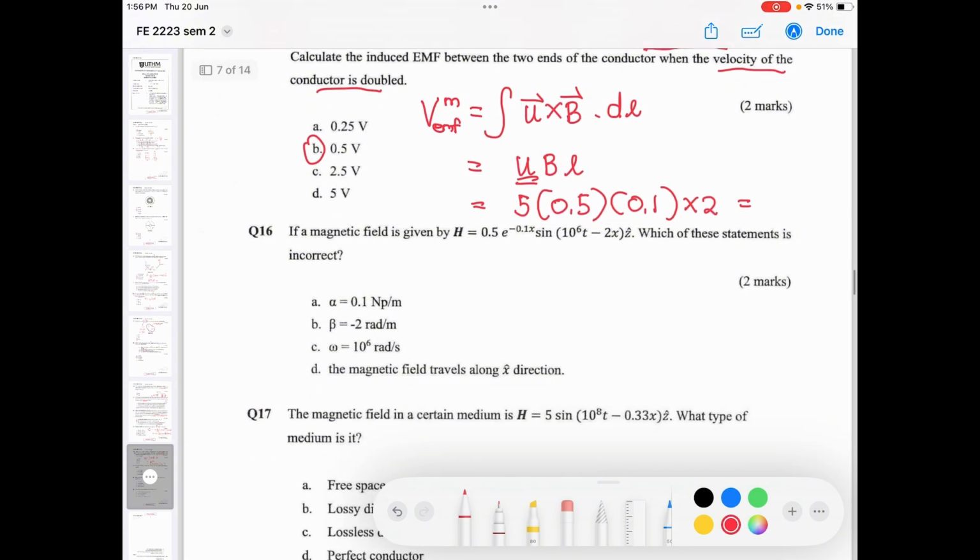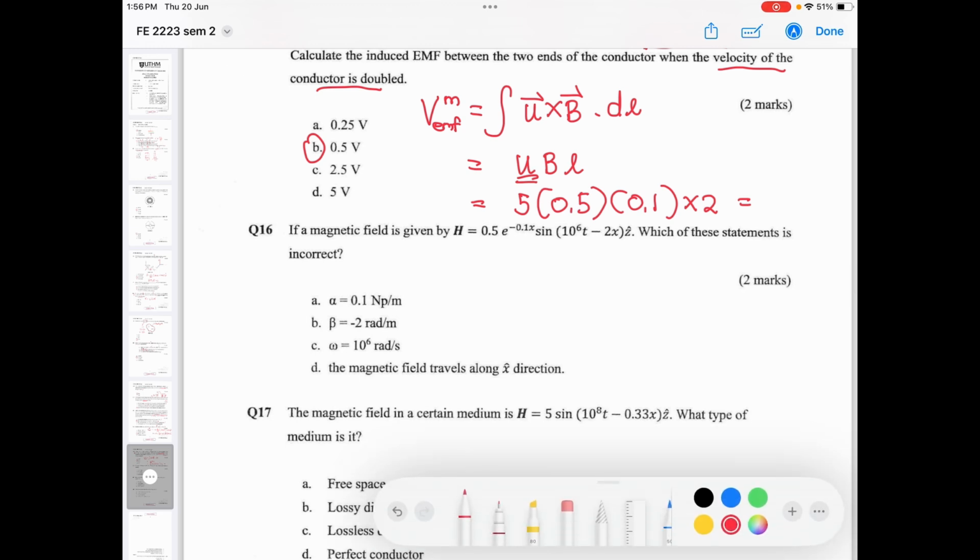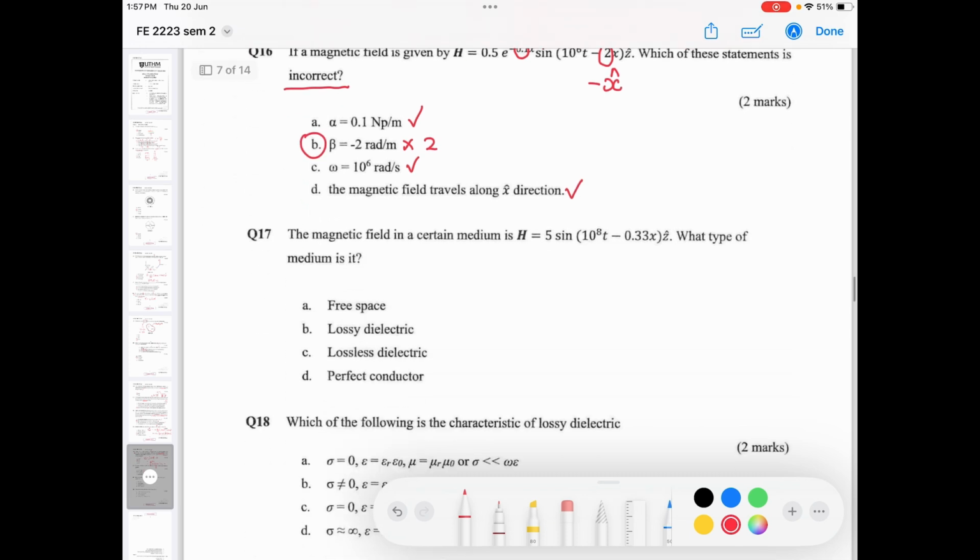Okay. So if the magnetic field given is this one, which of these statements is incorrect? Okay, this one represents alpha over here, 0.1 is correct. Okay, and the beta is over here. Beta is 2, not -2. And the omega is this one, that is correct. The magnetic field travels along the x direction. Okay, see this is -x, right? So is x direction correct? So the answer is B.